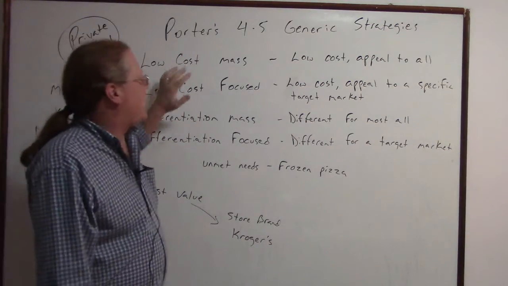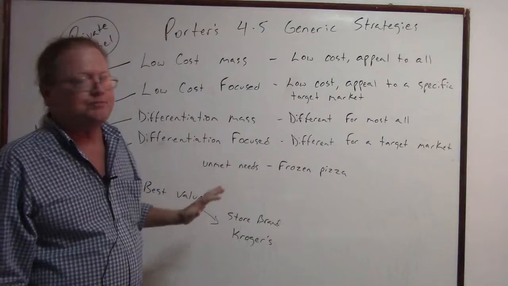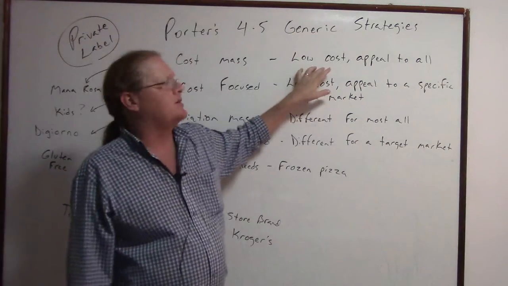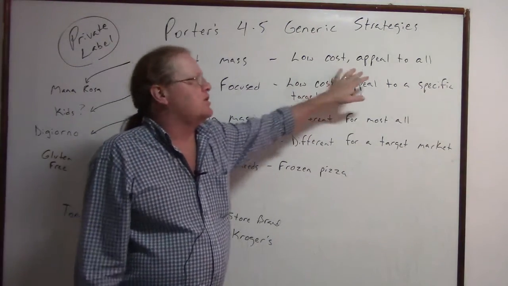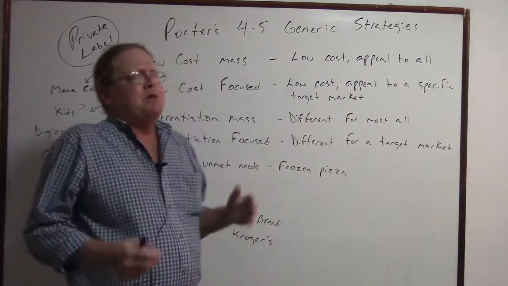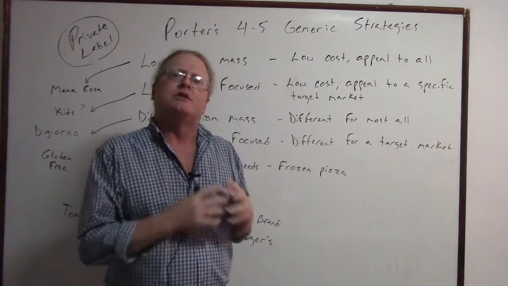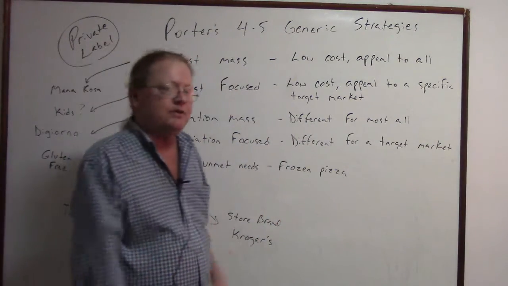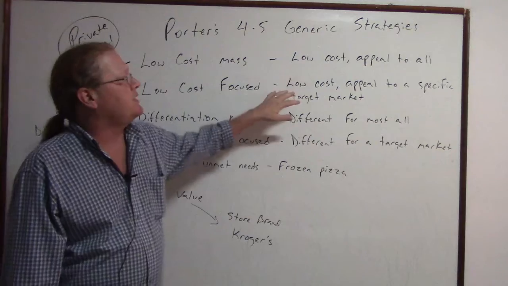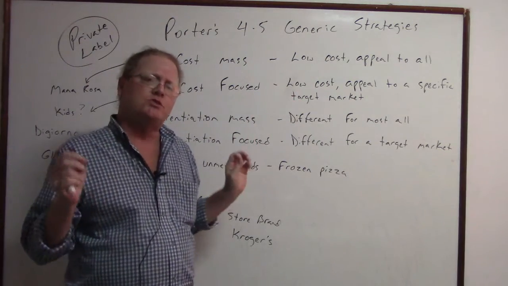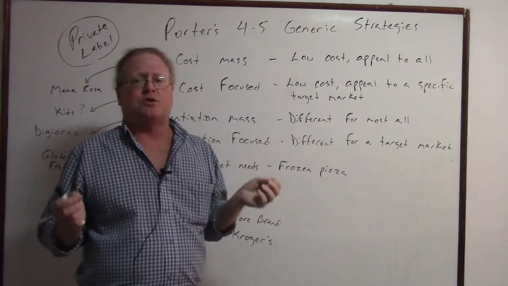First of all, we have options, and our first option is low-cost mass. This means that we create a product which is low-cost. We want to try to keep the cost down. That's what's important. And we want to attempt to appeal to all. Maybe we won't appeal to everybody, but we want to try to keep everybody included so we have a chance with the mass market. Number 2, we have low-cost focused, which would be trying to keep our costs low, and in this case, we're going to appeal to a specific target market.